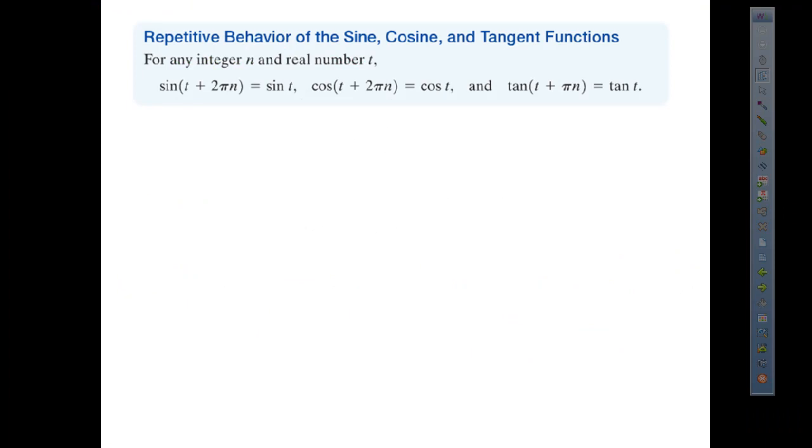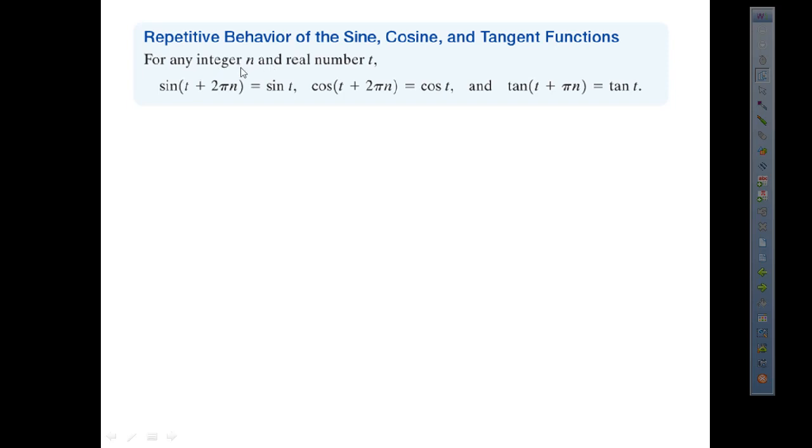Now, what we call periodic behavior is nothing more than repetitive behavior, having the same values over and over again. We can call that repetitive behavior. Not only that, we can actually identify how it repeats.